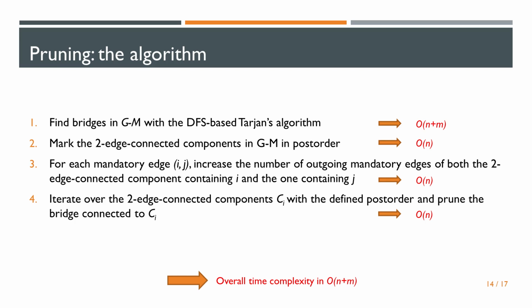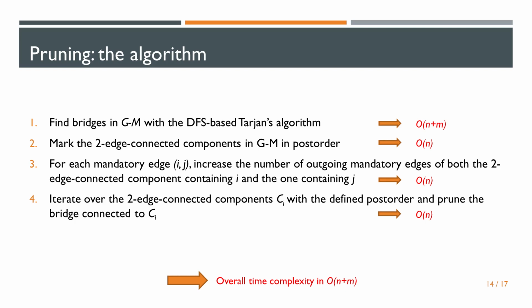Then we parse all the mandatory edges. For each edge, e.g., we increase the number of outgoing mandatory edges of both the two edge connected component containing E and the one containing G. Then finally, we iterate over the two edge connected component CE with the defined post order, and we prune on the neighborhood of the two edge connected component with the bridge that we previously defined.